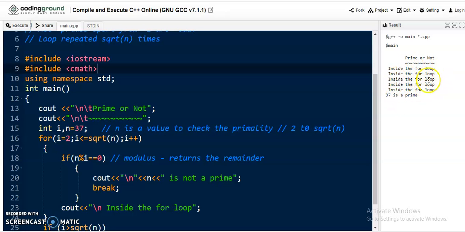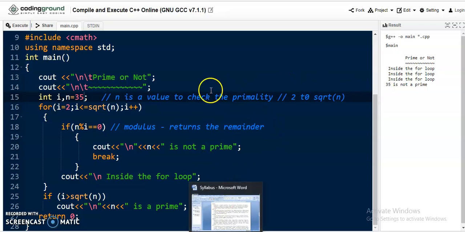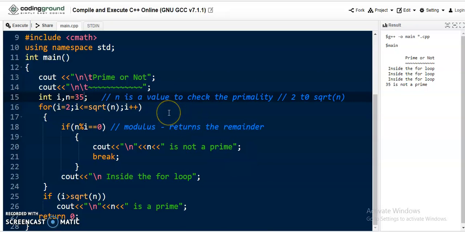So automatically the number of executions is reduced. The loop has been executed only 6 times, and then it decides it's a prime. When I use 35, what's going to happen? 35 is not a prime number. It checks 3 times and finds 35 is not a prime. So the execution time is greatly reduced. Still, whenever we use this way, we can reduce only a small amount of time.